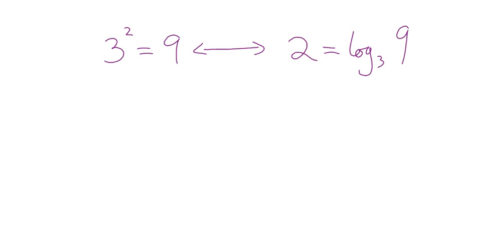Now, there's nothing to solve there, right? We're not solving. We're just changing the form. We're taking something that's written as an exponent, 3 squared equals 9, and writing it in logarithmic form, which says that the log base 3 of 9 is 2, since 3 squared is 9. Okay, so the log base 3 of 9 is 2. Okay, let's try another one.